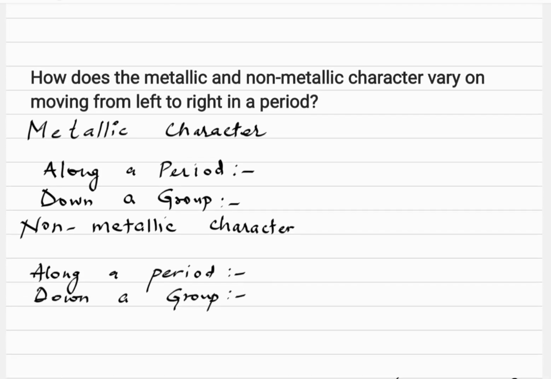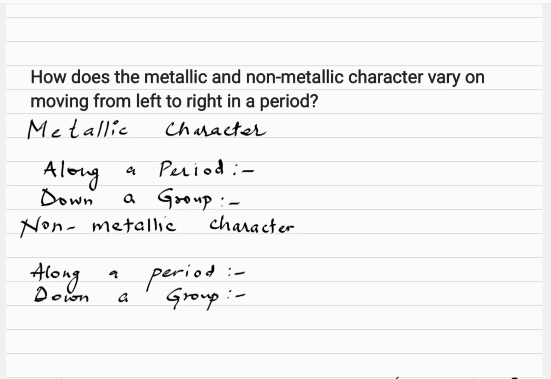Moving on, how does the metallic and non-metallic character vary on moving from left to right in a period? So what is metallic character? Metallic character is the tendency of an element to lose electrons. If the element is willing to lose electron, it has metallic character.